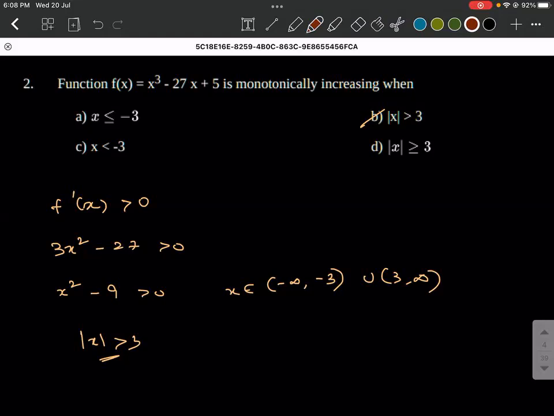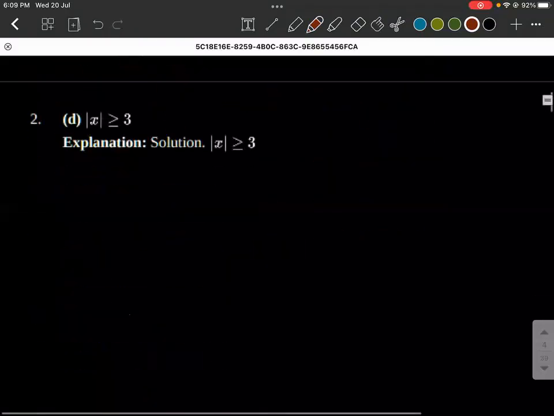But this is the right thing. Option D is the answer given. But this is the correct answer, because of the word monotonical. If they have just used the word increasing order, then you could have used greater than or equal. Okay, but as I told you, you will get marks for both.